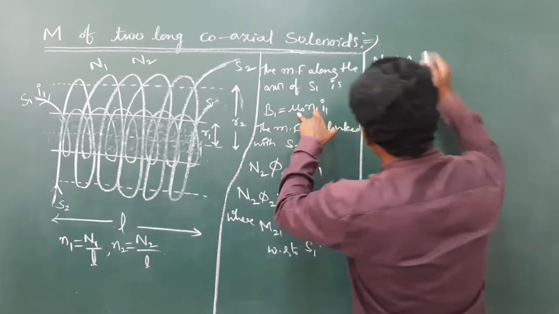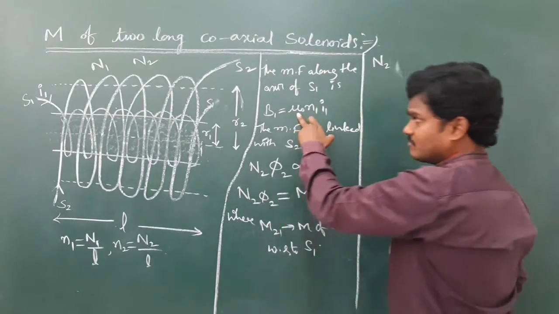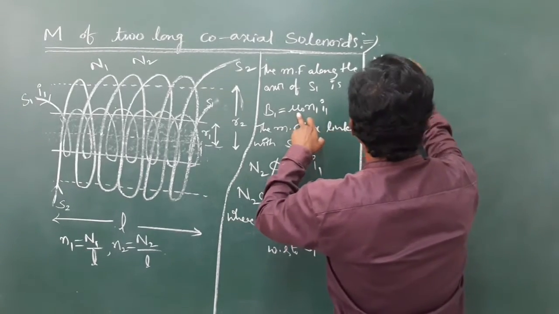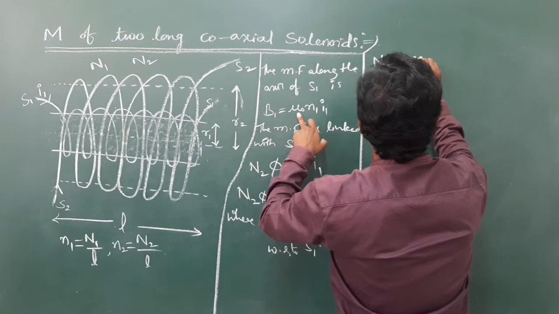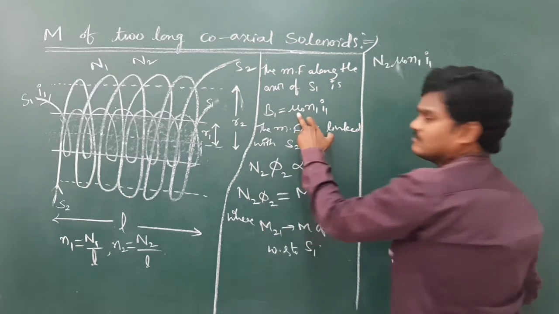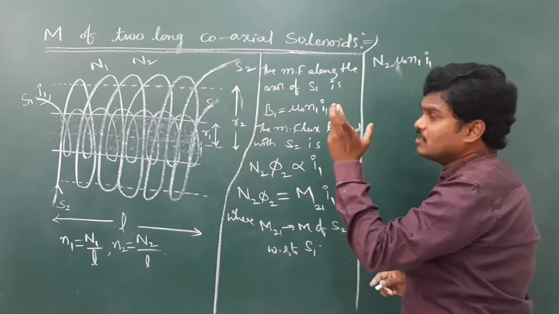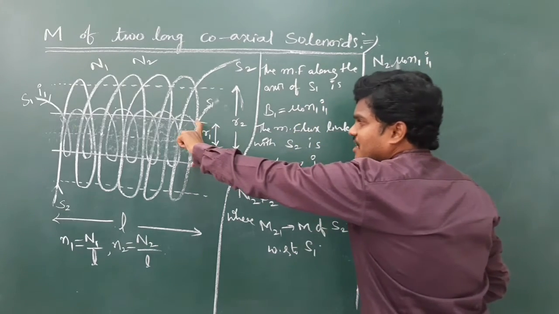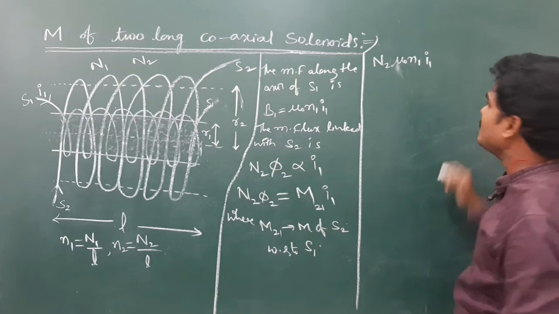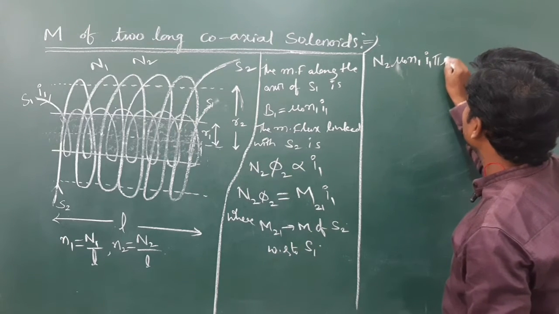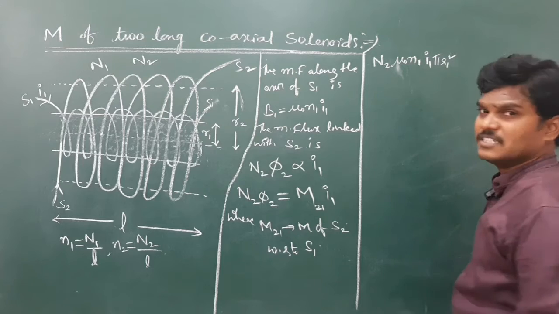If there is any confusion, you can directly write it like this. B, how much is B? Mu naught N1 I1. BA, the product is BA. A is nothing but the area of the magnetic field region. The area of the magnetic field region is pi R1 square. This is the better way.